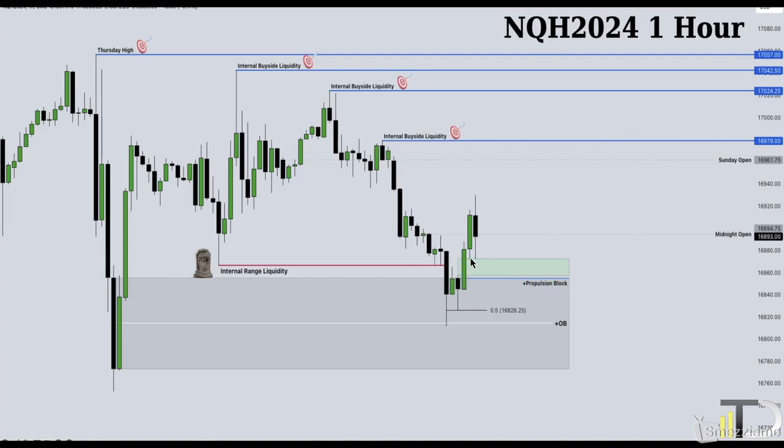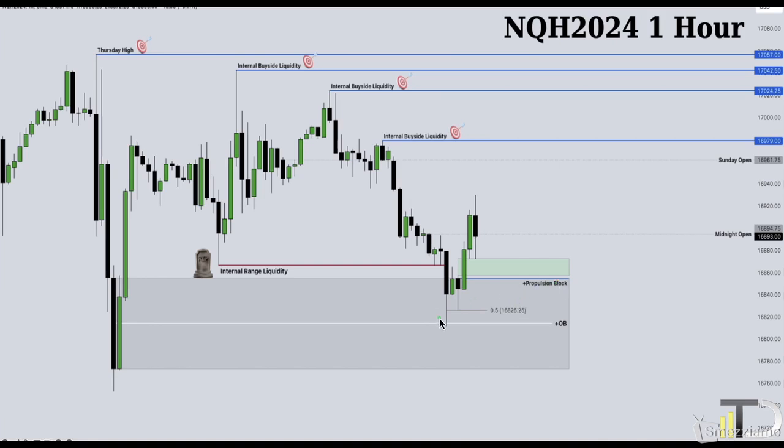Now we also have a BISI here, as you see, from this candle. So this is all the price action right at the market open. So have this context in mind because that is what is important, as you will see in the next slide.